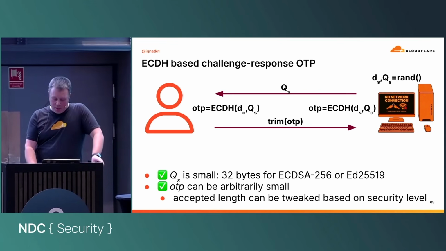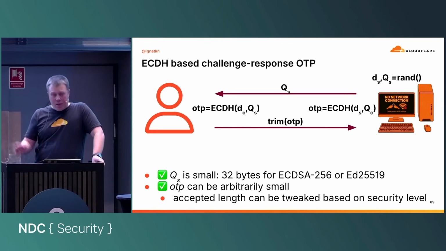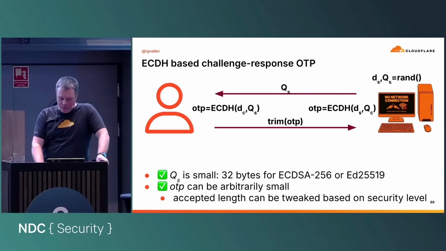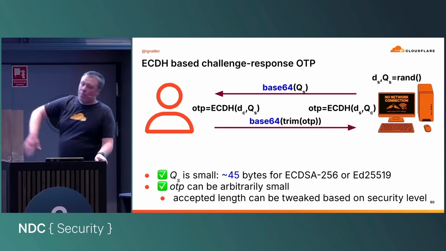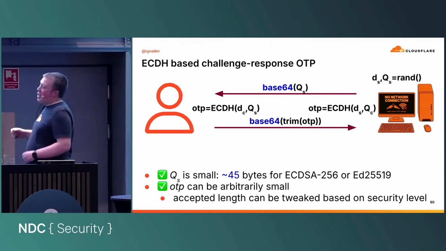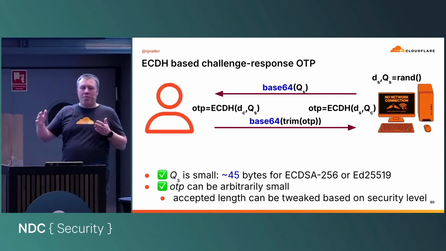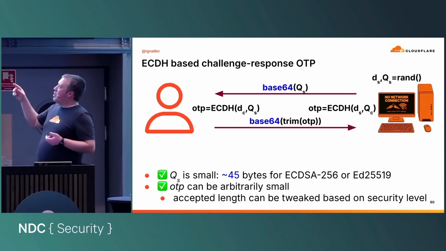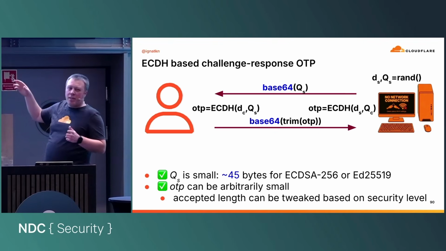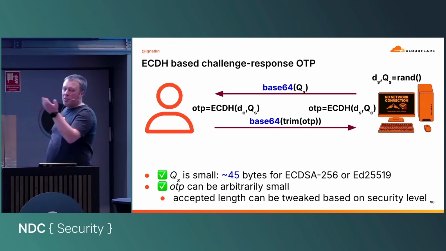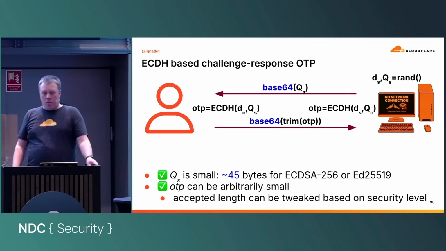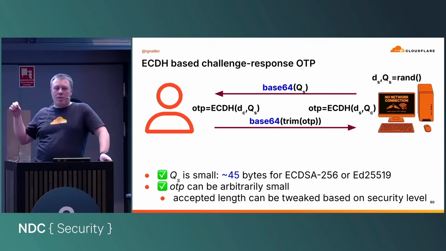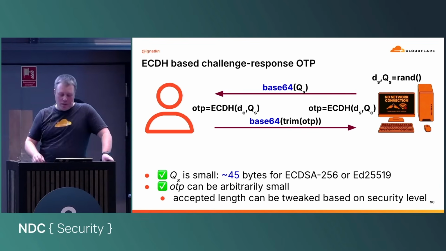And the only problem here, this is all binary exchange, right? So we need to turn it into text. So we just slam base64 on top. Base64 slightly increases the length of the data. It's like 35 to 40%. So the challenge becomes like 45 bytes, which is still manageable, and the OTP can still be quite small. So if you use 8 bytes, then later in the examples you will see it turns into 11 or 12.